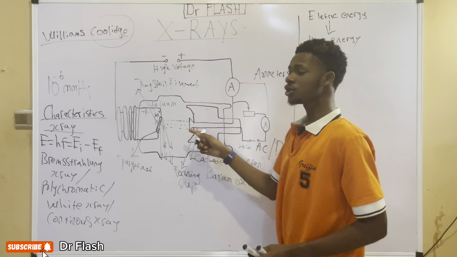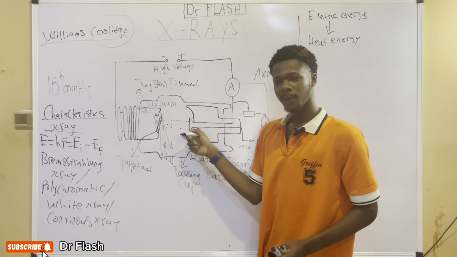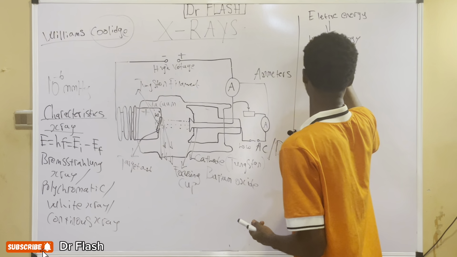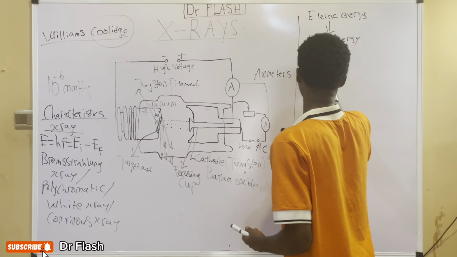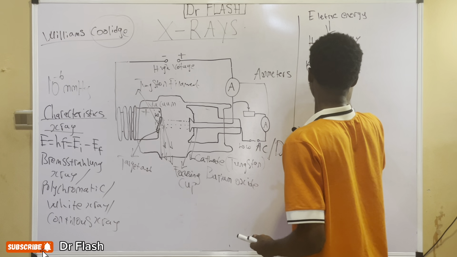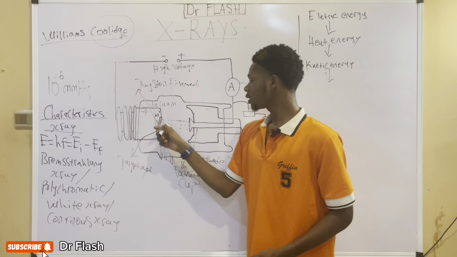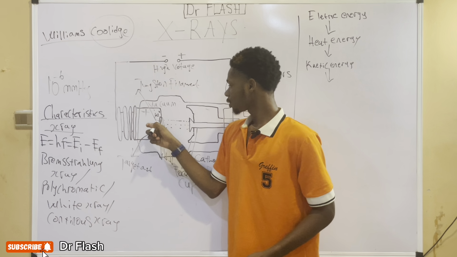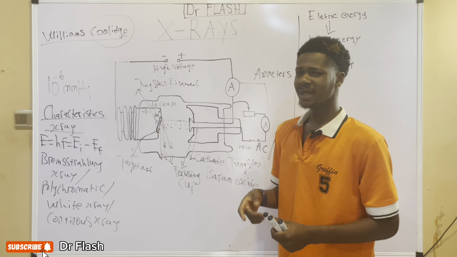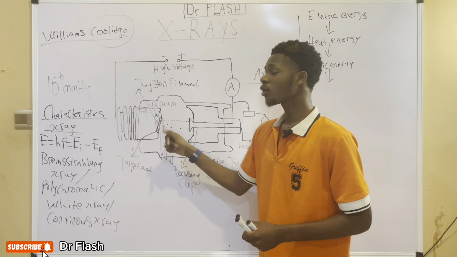Now this heat energy is used to accelerate the electrons. These electrons have energy too, which is called the kinetic energy. From this energy we get to the kinetic energy, and then immediately the electrons smash this chamber that we're having here, about 99% of their energy is converted into heat.